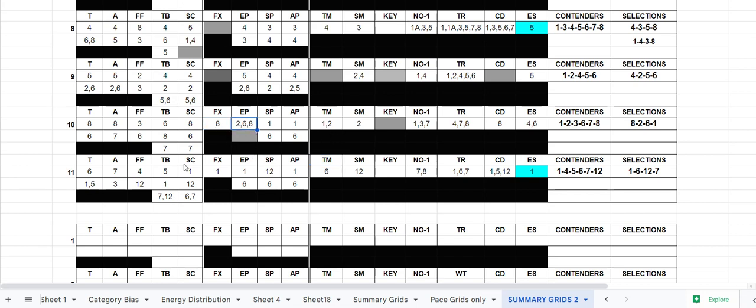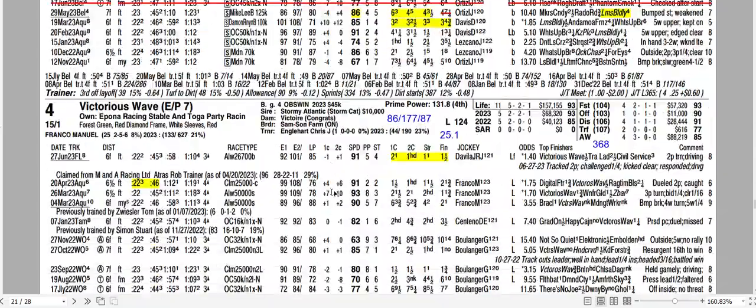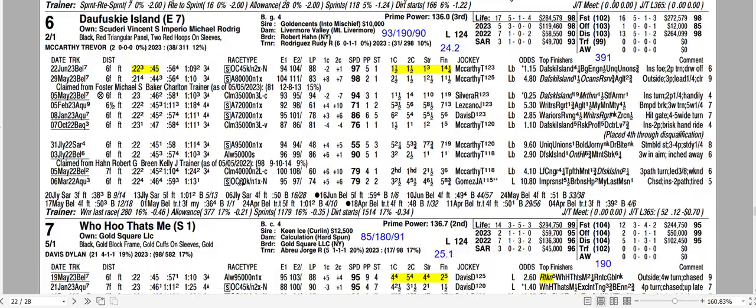Tied with the 2 and the 6 in early pace, and then disappears from there. He is dropping in class, so we could look at it both ways. I do not have him identified as one of the 2 early speeds. And if we look at this race, I have the 4, 22 and 3, 46, and I have the 6, 22 and 3, 45.